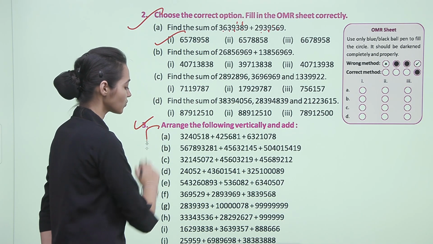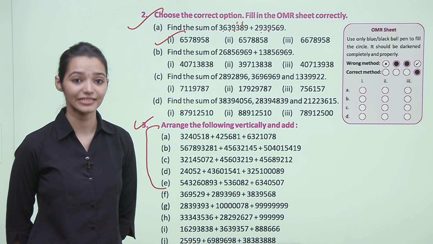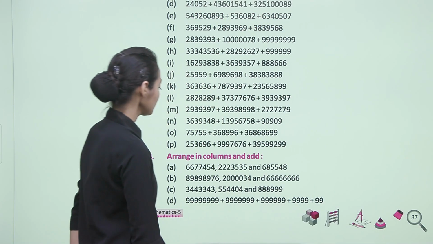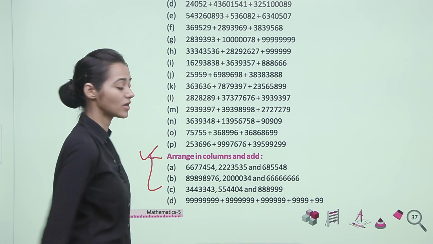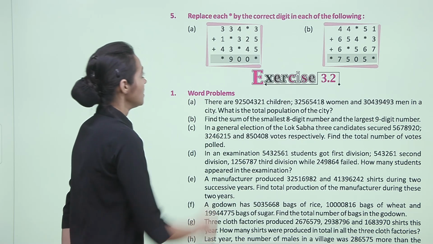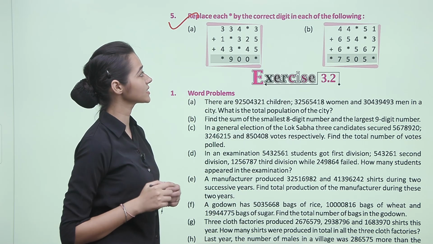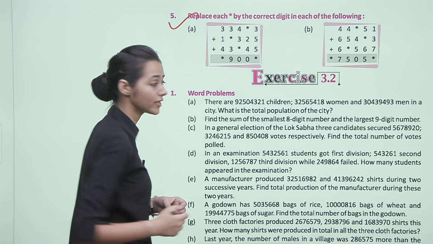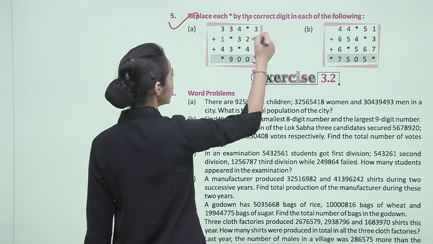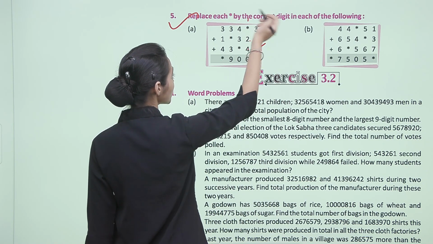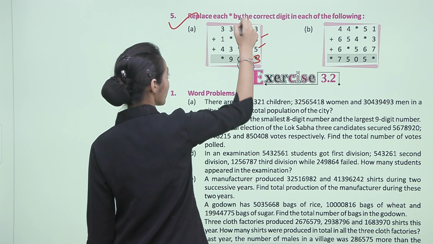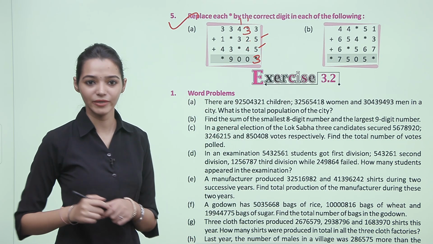Similarly, in this one we have to write these numbers in columns in a vertical manner and then add them. Again we have to arrange these in columns and then add the terms. Now here we have to replace each star with the correct digit. So when we add, this is 5 plus 5 is 10, 10 plus 3 is 13, 3, 1 carry forward. Here we have 4 plus 2 is 6, 6 plus 1 is 7. What we add to the 7 so that it becomes 10, that means 3. So again 1 carry, that's how we can complete the remaining part.